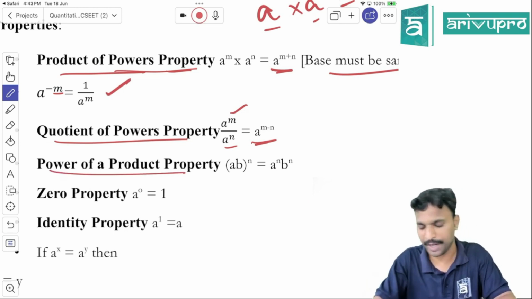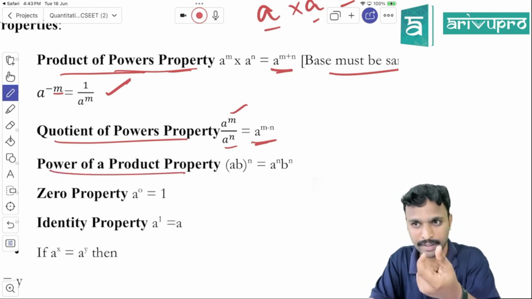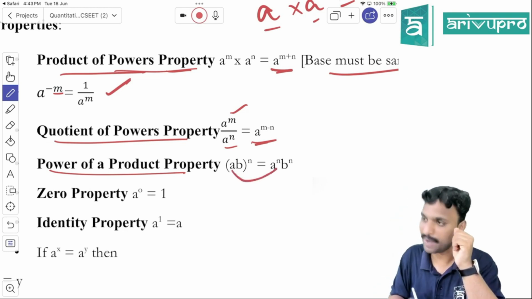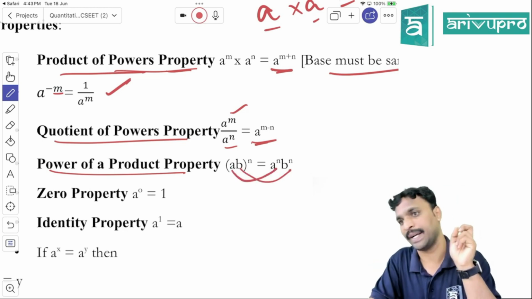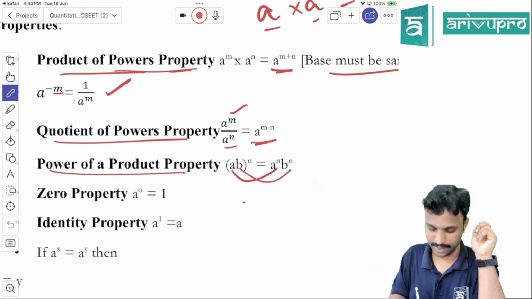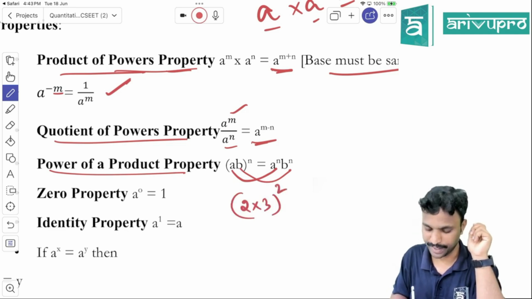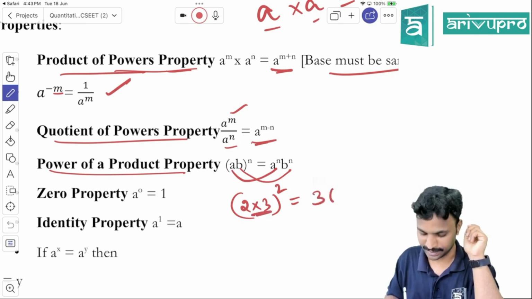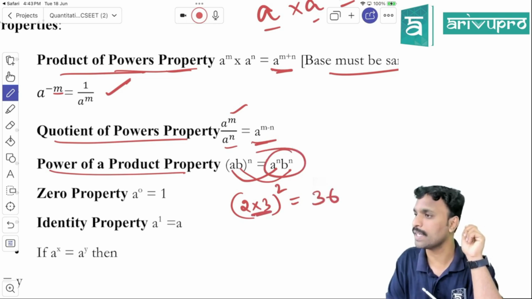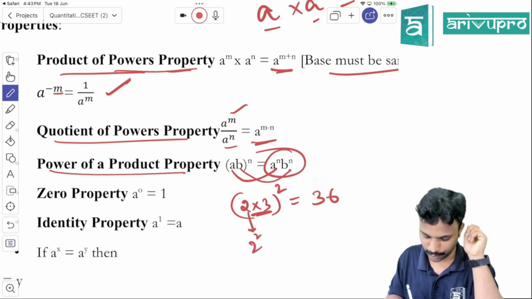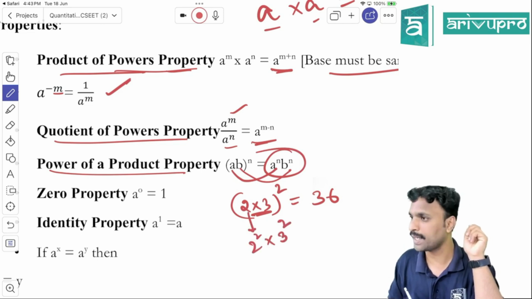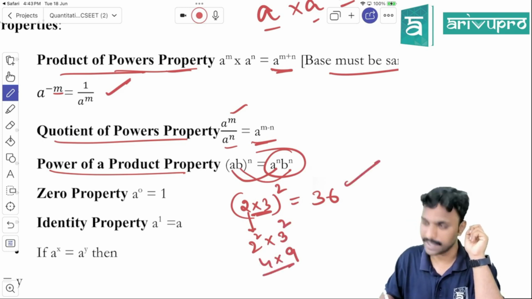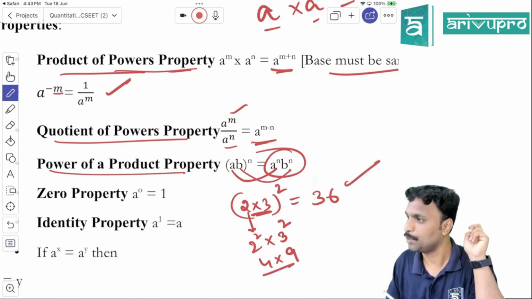Now, power of product property. When the product of two numbers is raised to a common power, then you can split them as a power n separately and b power n separately. If you want me to prove this, let's say 2 into 3 whole power 2. Basically 2 threes are how much? 6. 6 square is how much? 36. Even by applying this property, you must get 36. How do you split this? 2 power 2 into 3 power 2. Correct? Splitting the powers. 2 square is how much? 4. 3 square is how much? 9. 4 nines are 36. That is true. Clear?